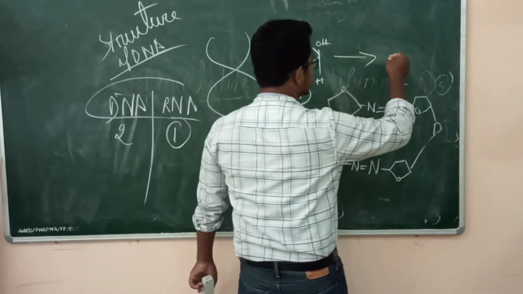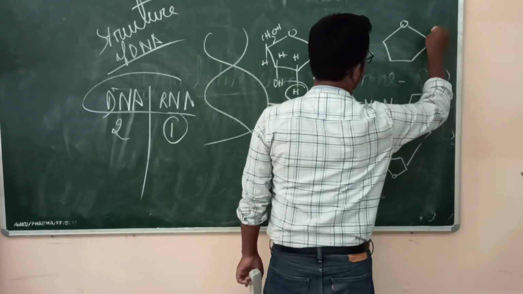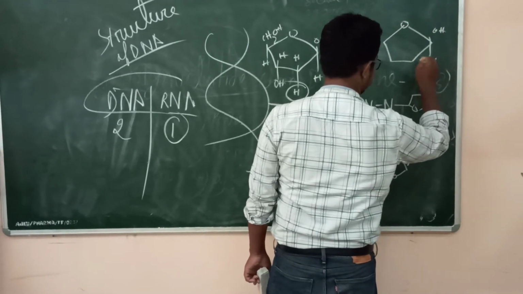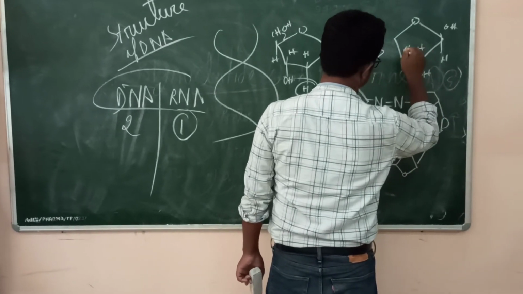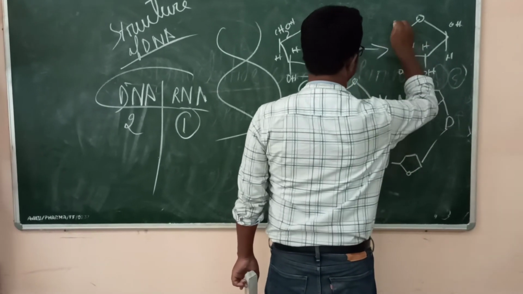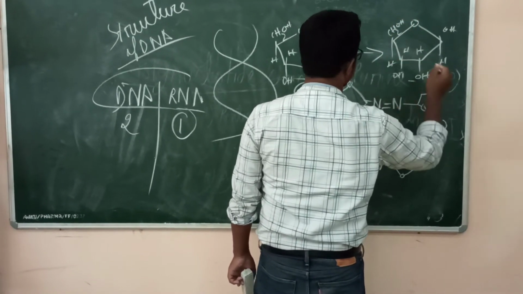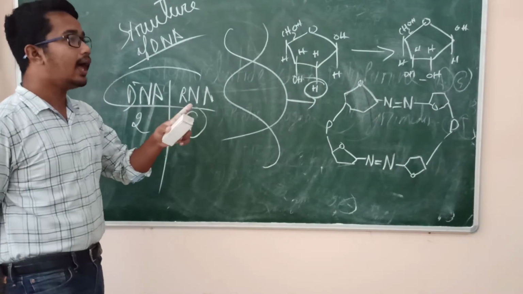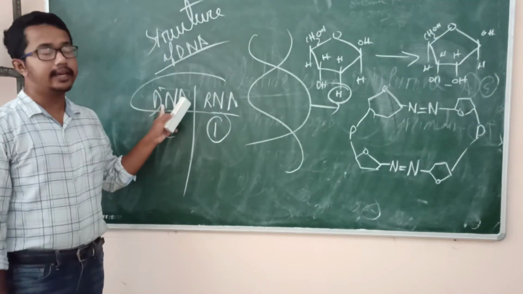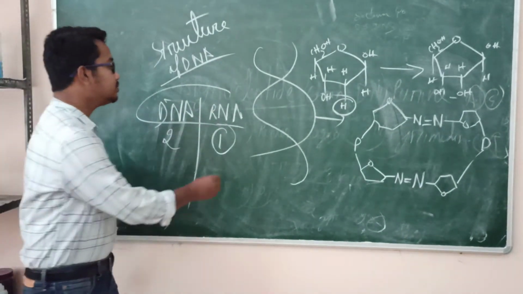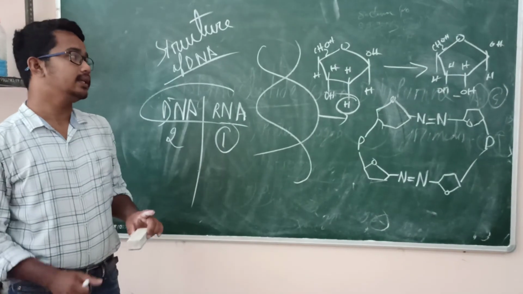And this one is ribose sugar. This is the basic difference between DNA and RNA. Okay. And DNA is mainly used for transporting the genetic material, and RNA is mainly used for preparing the codons for protein synthesis. That's it.